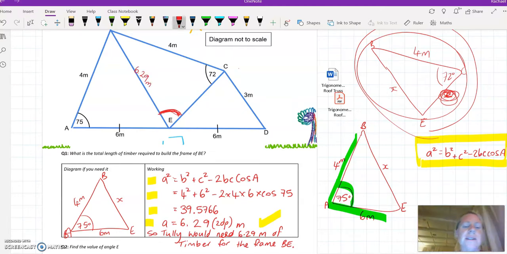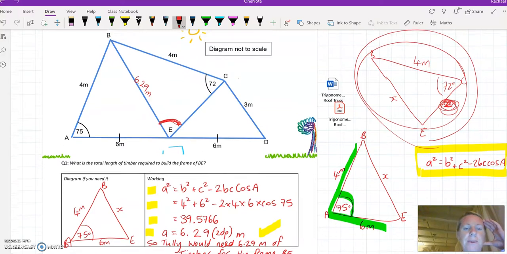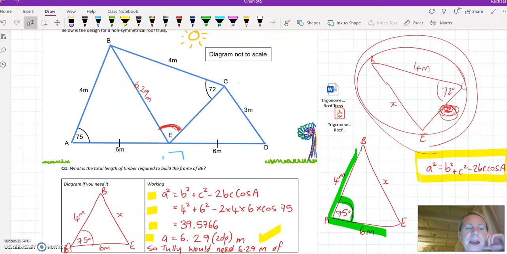6.29 meters along there for BE. All right. So yeah, we want to find angle E. So let's have a look. Looking at both of these, oh no, not both of these triangles, because it's actually only in this triangle here, isn't it? So this is the triangle that we're going to have to deal with.